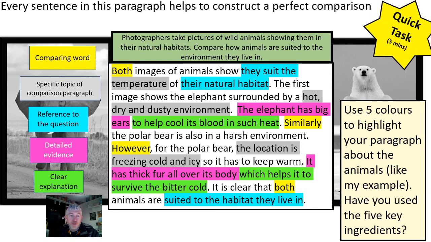So your task now is to do exactly the same as what I did, but with your piece of writing about the polar bear and the elephant. You can use 5 different colours, or you can use a key, so you can put numbers next to the things. Check for comparing words, check that your paragraph has got a very clear topic, check that there are references to the question, check you've got evidence, and check you've got clear explanations. Pause the video here while you go through your piece of work, checking that you've got those 5 vital ingredients.